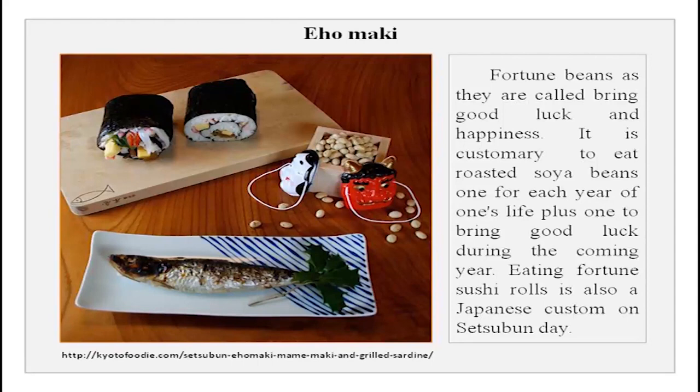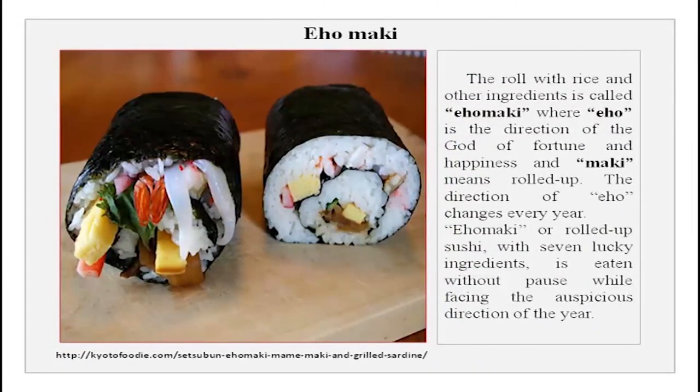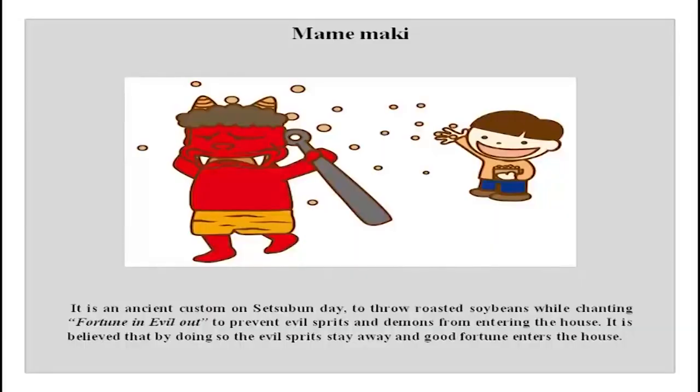And of course, as you can see, fortune beans, as they are called, bring good luck. It is customary to eat roasted soya beans for each year of one's life, and one for good luck. And eating sushi rolls is also a big custom on Setsubun day. Now, the important part is that these rice rolls, or sushi as they are called, are eaten that day sitting in the direction of the god of fortune and happiness. You face the direction where the god of happiness and fortune is, and you eat these rolls thinking that good fortune will come to you.